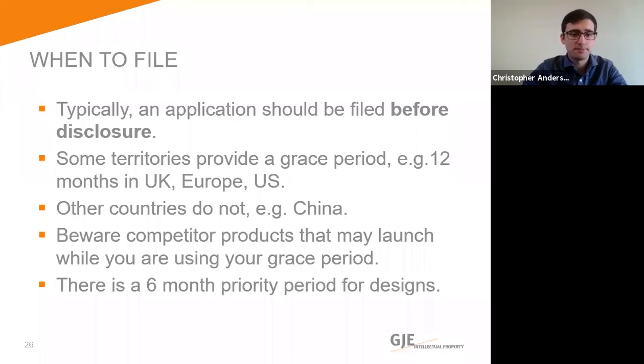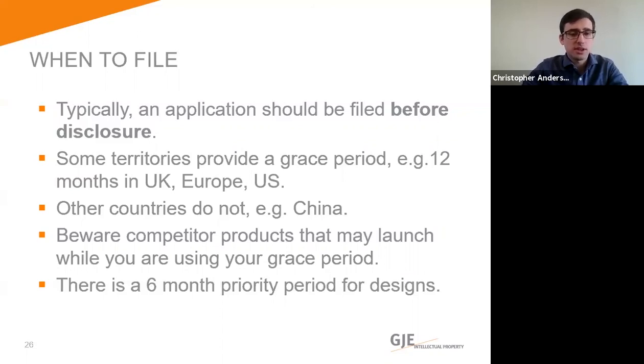Another thing to be aware of if you do rely on the grace period is that if competitors launch their own products while you are still making use of the grace period, so before you filed your application, you will need to show that they have copied your design before you can register and enforce your design against them. So if you cannot prove that they copied you, you may have missed your opportunity to register your design.